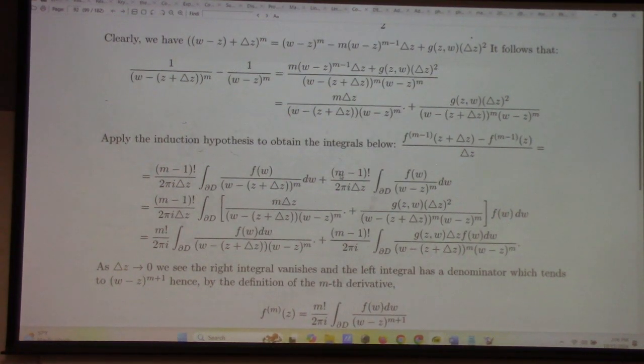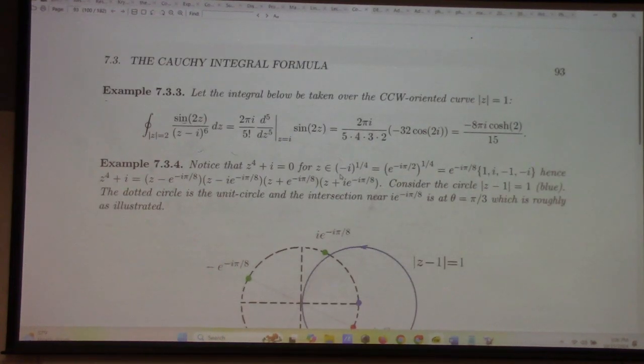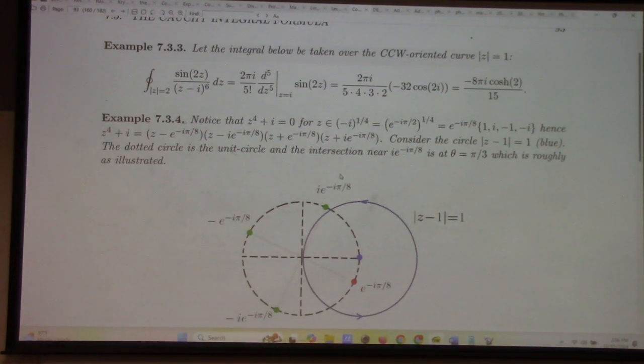All right, so now that we know Cauchy's integral formula, we should look at some examples of it. So here's a good example. Suppose you're integrating sine of 2z over z minus i to the 6th power. You don't want to do that directly. The good news is you don't have to, because you can apply Cauchy's integral formula to say that's 2 pi i over 5 factorial, the 5th derivative evaluated at i of sine of 2z.